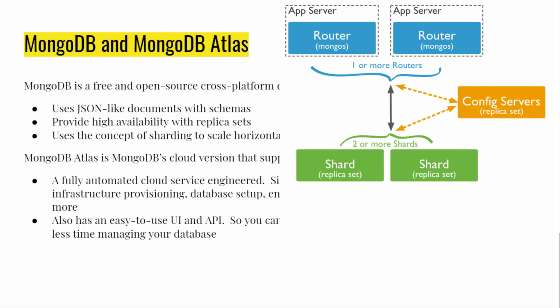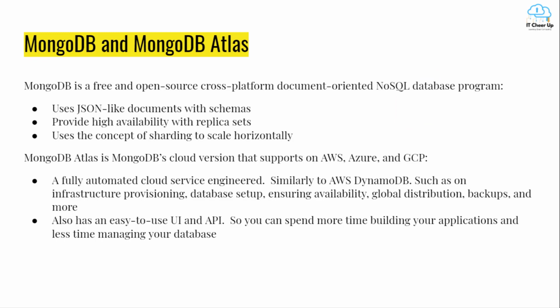MongoDB can run over multiple servers, balancing the load and/or duplicating data to keep the system up and running in case of hardware failure. MongoDB Atlas is MongoDB's cloud version that is supported on AWS, Azure, and GCP. It's a fully automated cloud service, engineered similarly to AWS DynamoDB, covering infrastructure provisioning, database setup, ensuring availability, global distribution, backups, and more. Also, it has an easy-to-use UI and API, so you can spend more time building your applications and less time managing your database.